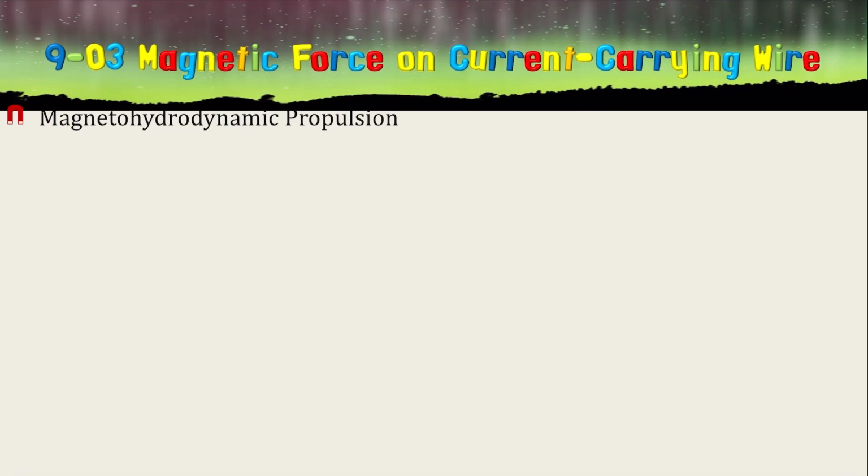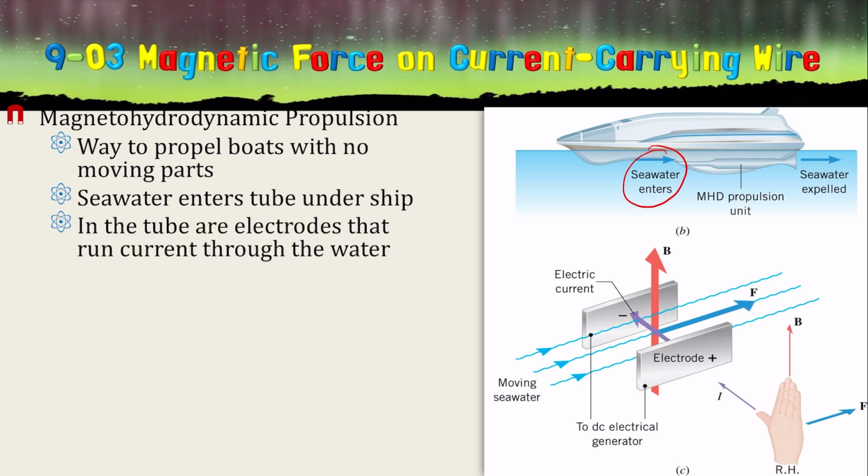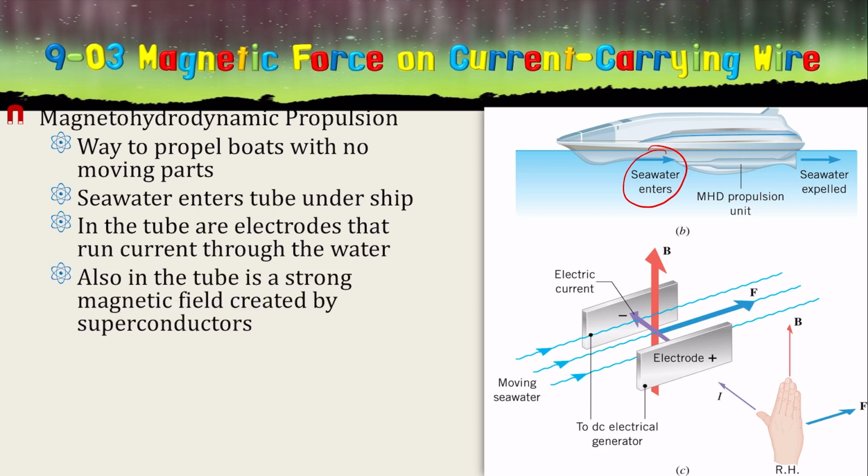Another application is magnetohydrodynamic propulsion, which is a way to propel boats with no moving parts. Seawater enters a tube under the ship. In that tube are electrodes that run a current through the water. So this only works in seawater, so that it has the salt water, so the current goes through the water. Also in the tube is a strong magnetic field created by superconductors.